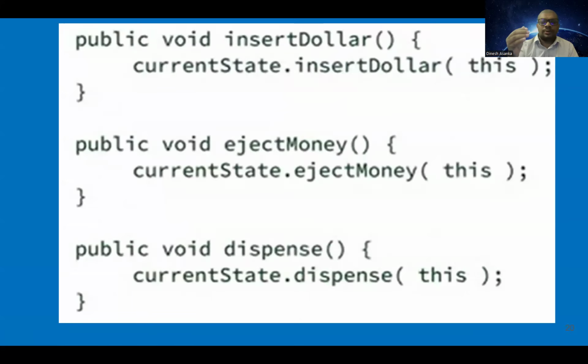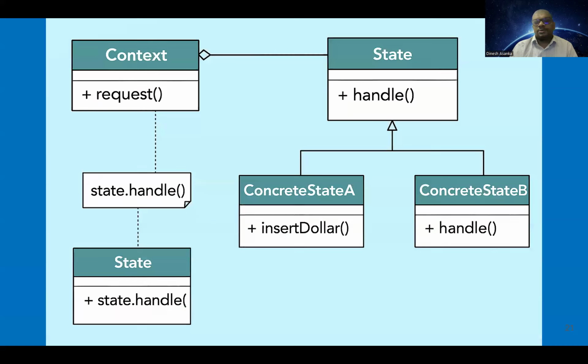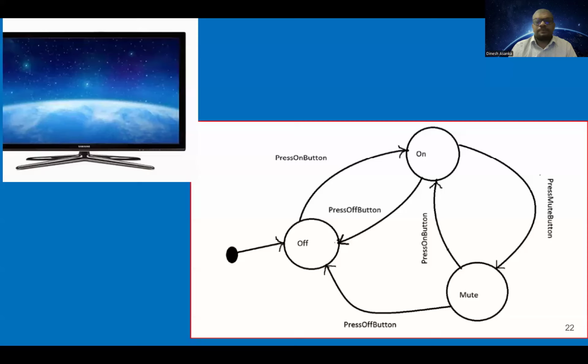Then again, you write these three methods: insert dollar, eject money, and dispense. So this is a high level UML diagram. You will have concrete states which are handled by the main state interface. And then in this case, depending on the state, the vending machine handles it through the different concrete state classes.